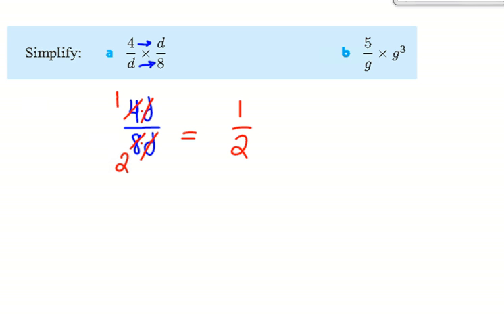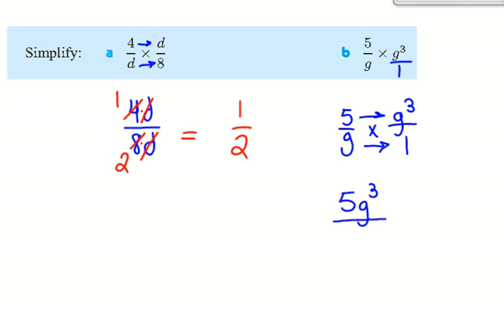Anytime you have a constant or you're multiplying a fraction by something that doesn't have a denominator, we can always put that over 1. So what we have here is 5 over g times g cubed over 1. And again, we can just multiply straight across. So we've got 5g cubed over 1 times g. And again, we just want to make sure our answer is given in the most simplified form.